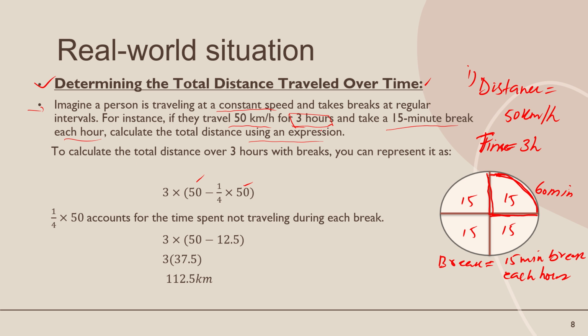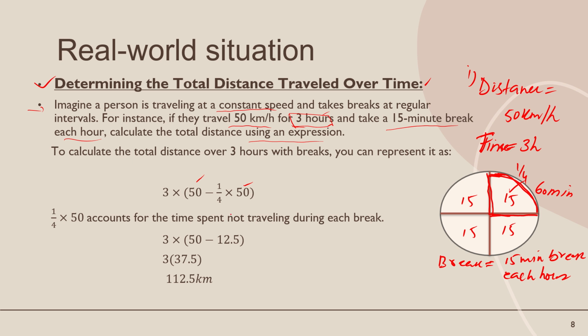Write 3 again, I repeat, write 3 hours. Multiply by total distance 50 minus 1/4. 1/4 part means one 4th part. There are 4 parts, so we take only 1/4 part, because every 1/4 part it takes a break, every 1 hour, a 15 minutes break each hour. So multiply 50.